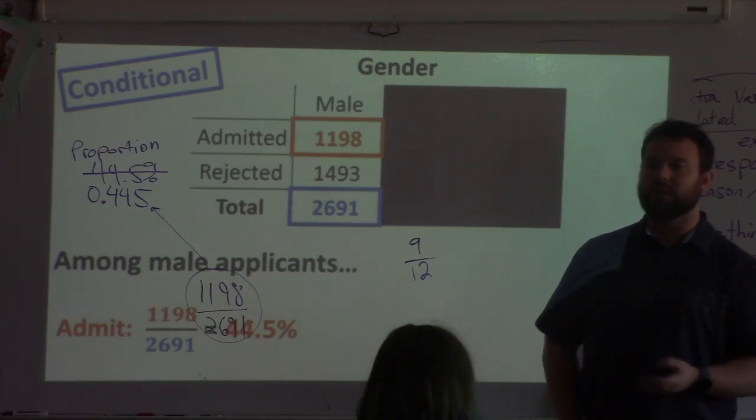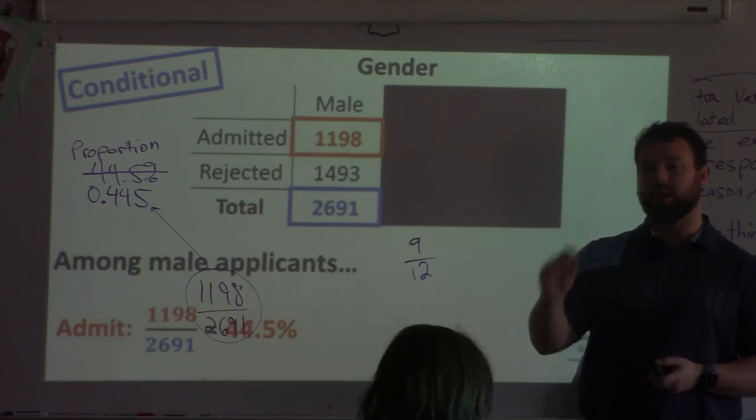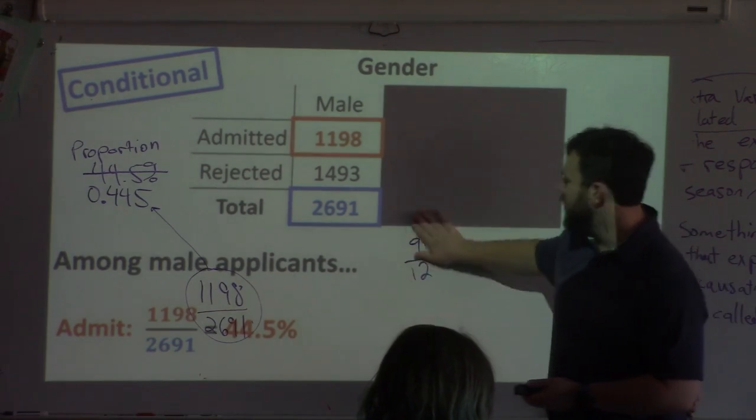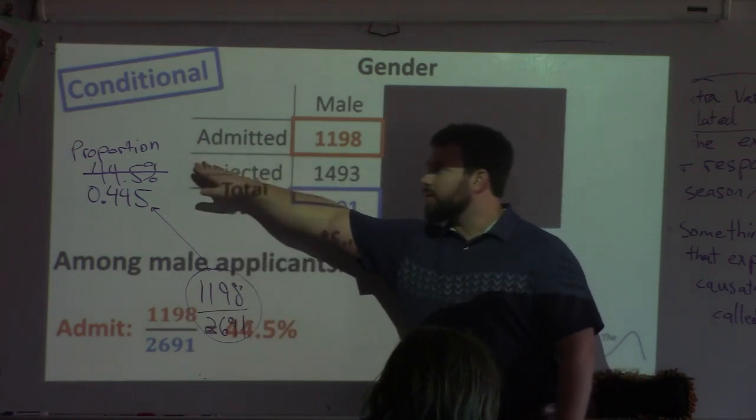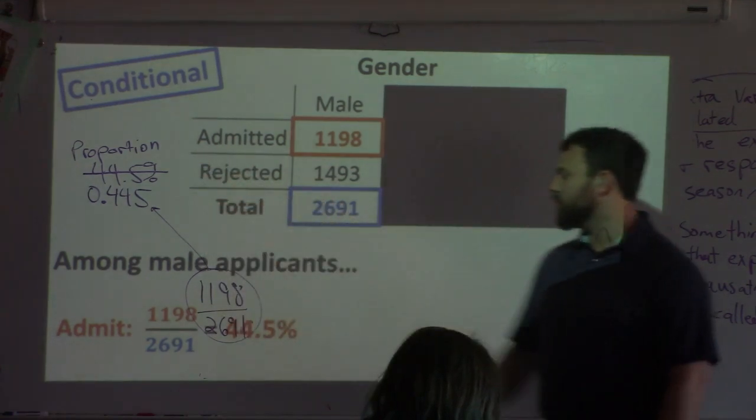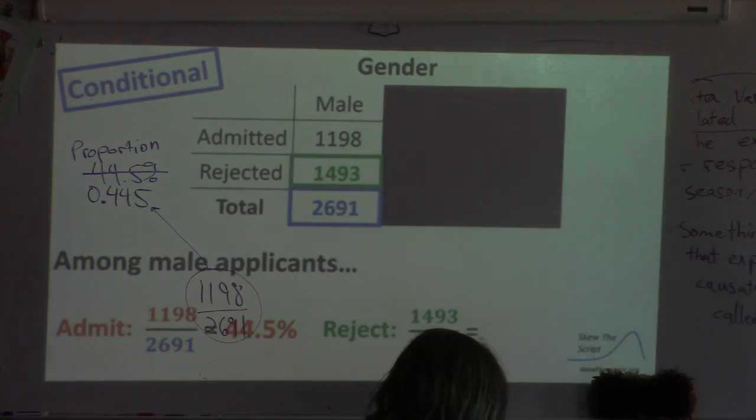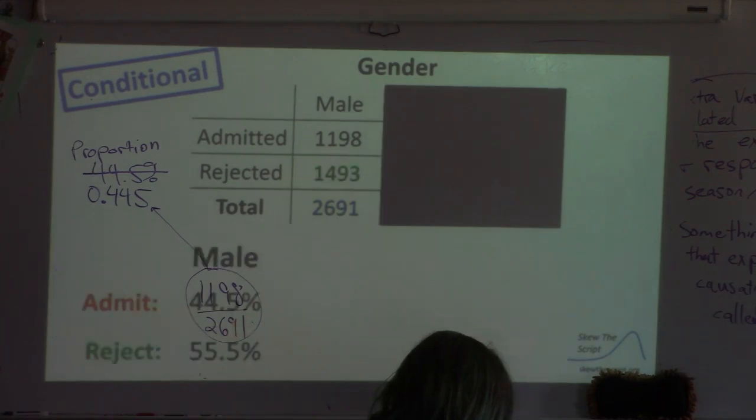Brayden, you are correct. If you put a decimal somewhere in there, it'll automatically make it a decimal. But just be aware, they're usually asking for the proportions, not percentages. So the rejection rate then is 55.5%. So 45% of all males are admitted, 55% are rejected.